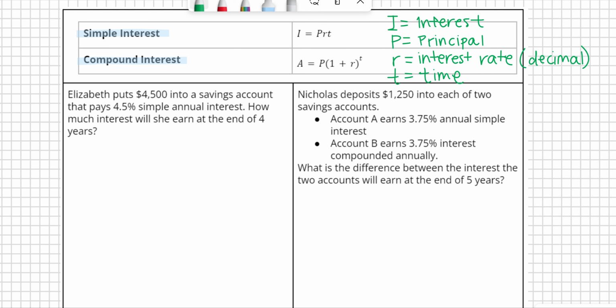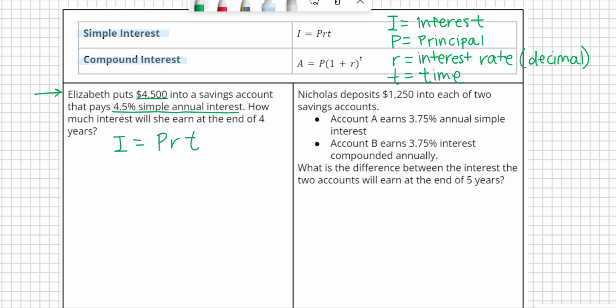Let's look at the first problem. Elizabeth puts $4,500 into a savings account that pays 4.5% simple annual interest. How much interest will she earn at the end of 4 years? From reading the problem, I see that this is a simple interest problem, so I can use my simple interest formula: interest is equal to principal times interest rate times time. And now I know what to look for in the problem.